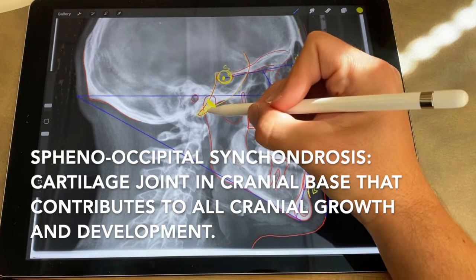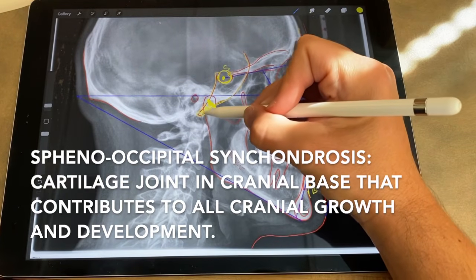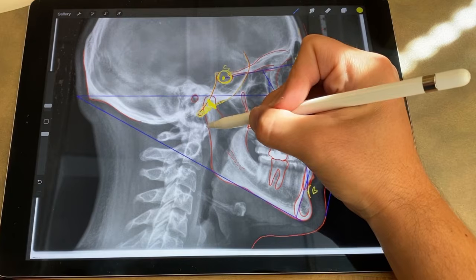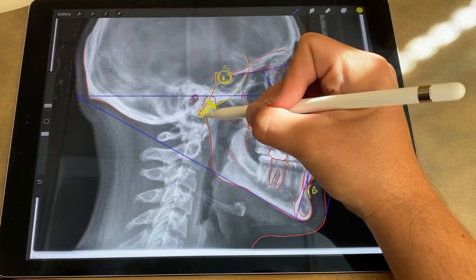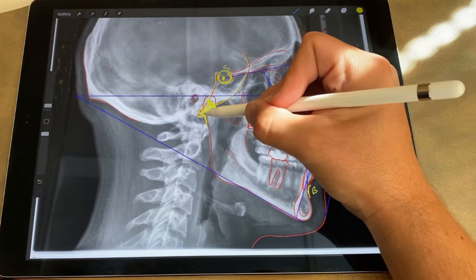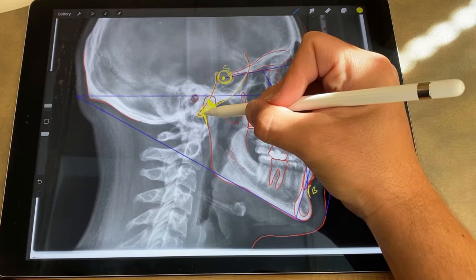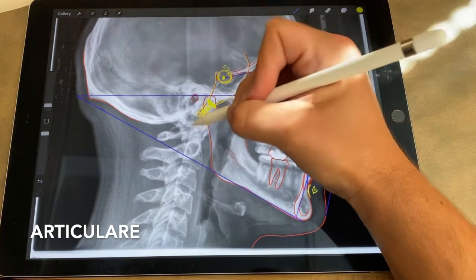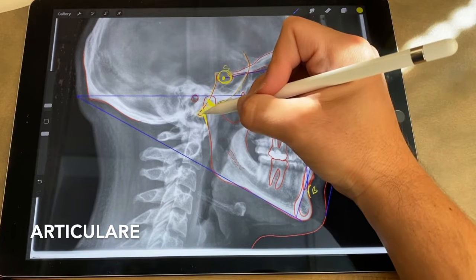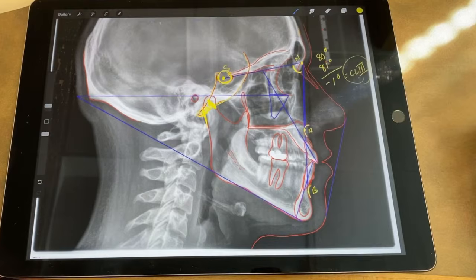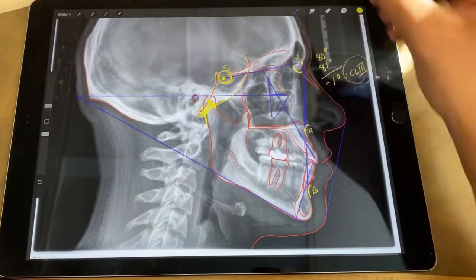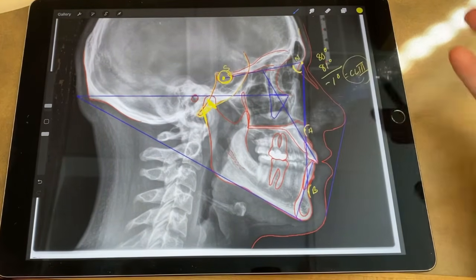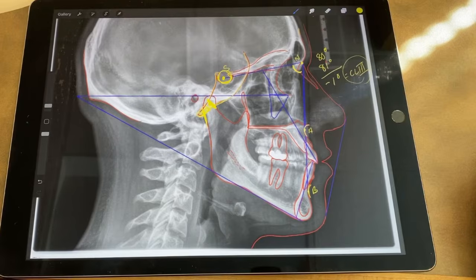So where the actual occipital bone right there and the posterior border of the mandible meet, where those two lines intersect, that's called articulare, right there. And that's just an important point because when you're tracing these things, you want to make sure you're keeping it the same between tracings.